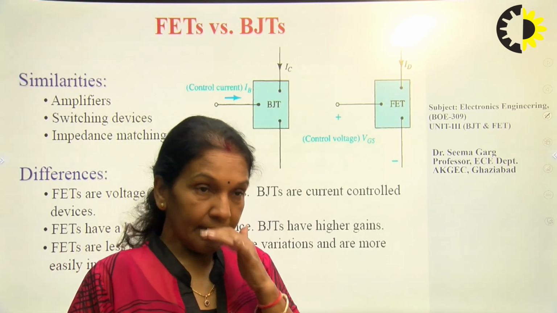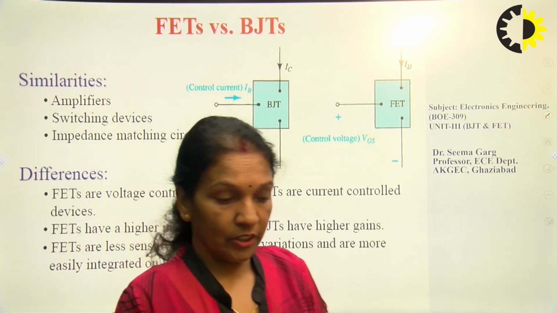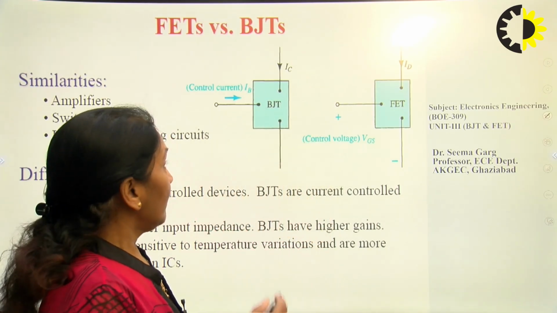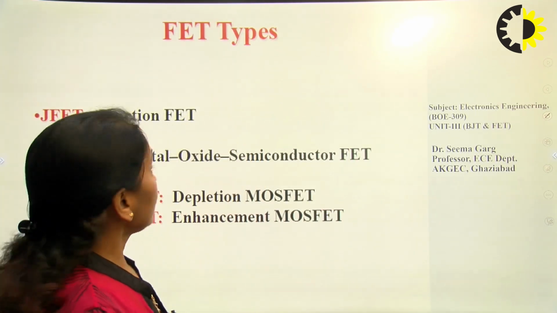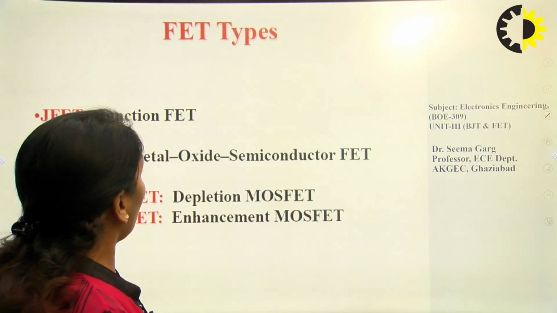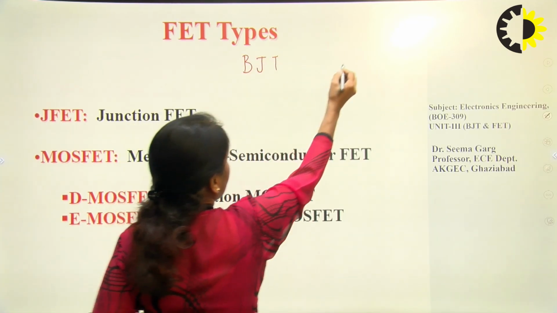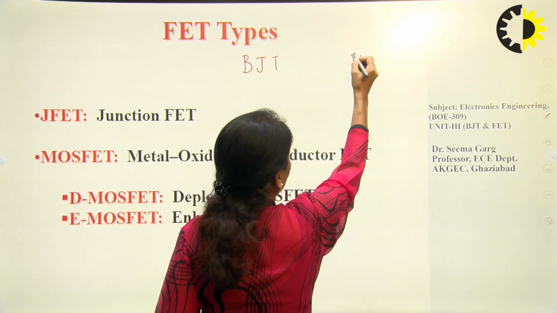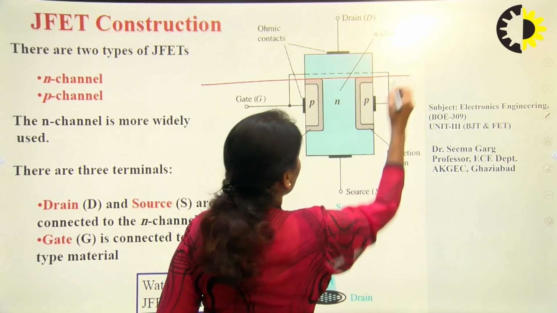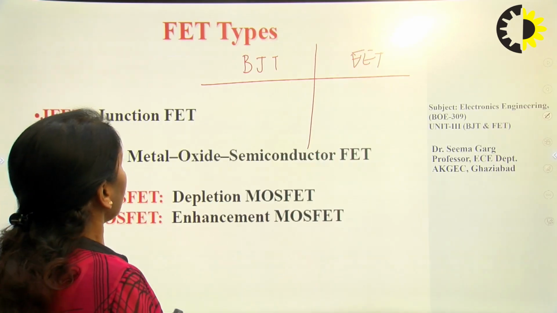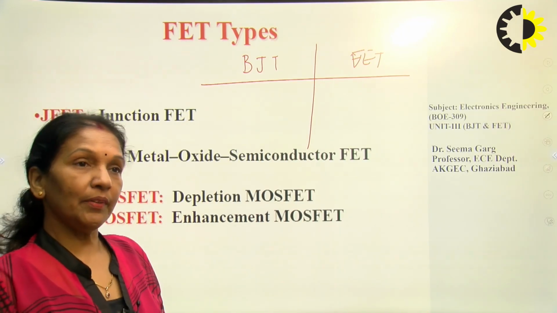First of all, let us understand the difference between the field effect transistor and the bipolar junction transistor. So if you differentiate between the FET and the BJT, BJT versus FET, what is the difference between the two? That is important to know before proceeding to the working and construction of the various types of field effect transistor.